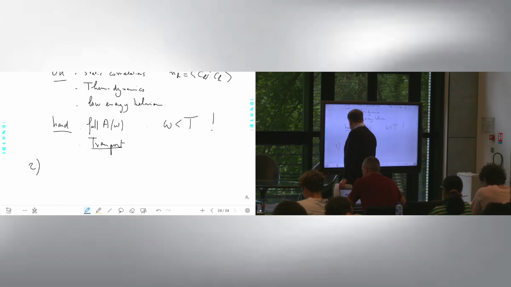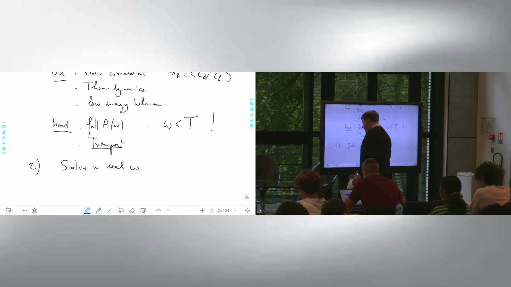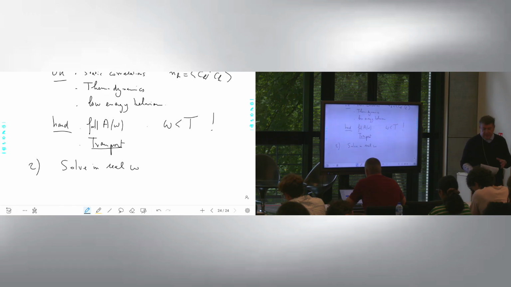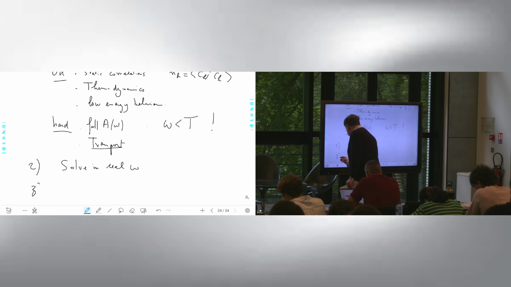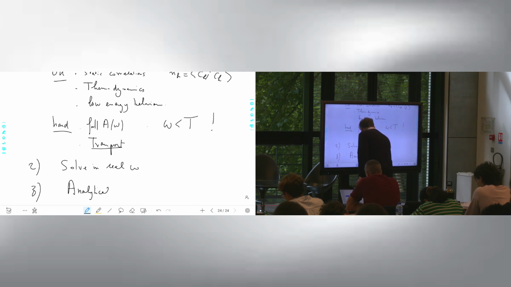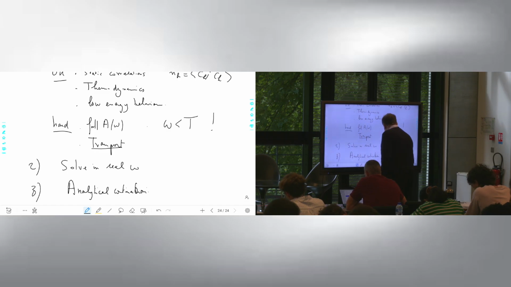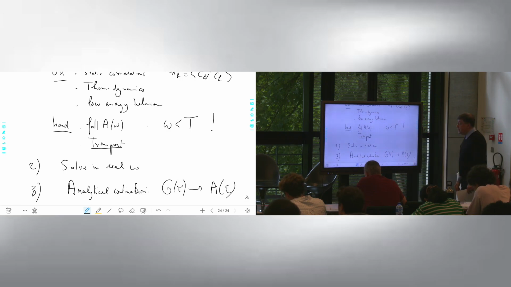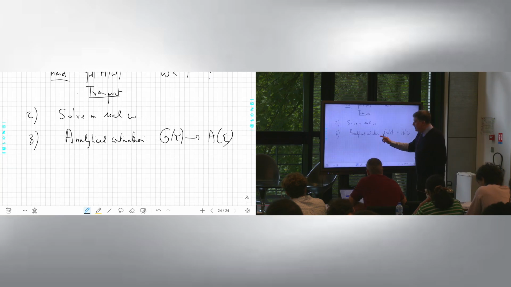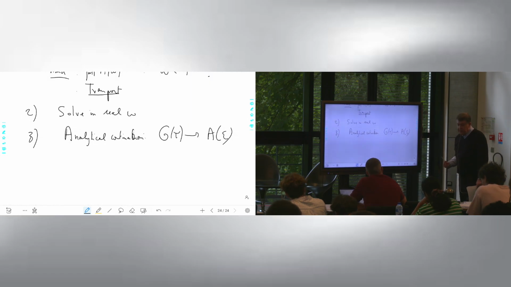Second, solve in real frequency, if you can. There is a lot of effort to have techniques of solution in real frequencies. And third, if you can't do any of that, you use analytical continuation technique, which means a technique that takes G tau, recovers A of omega or A of epsilon, at least some approximation of it, but as I said, it's an ill-posed problem. It's an inverse Laplace transform. There is no way to control that fully.